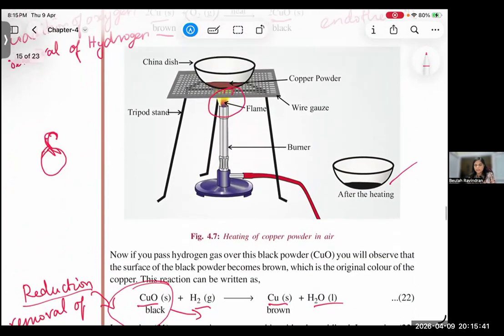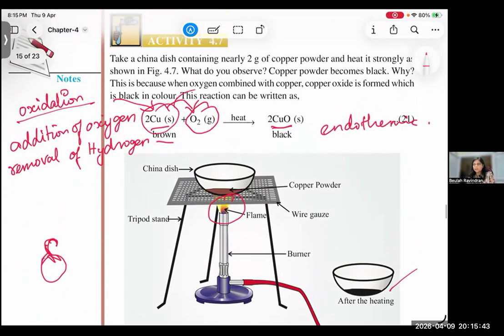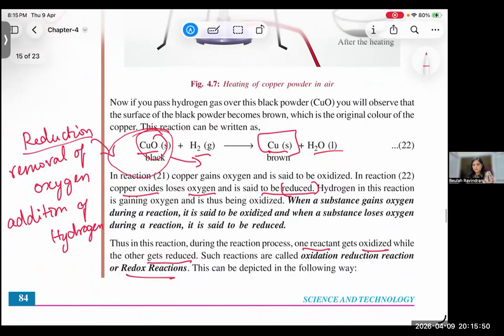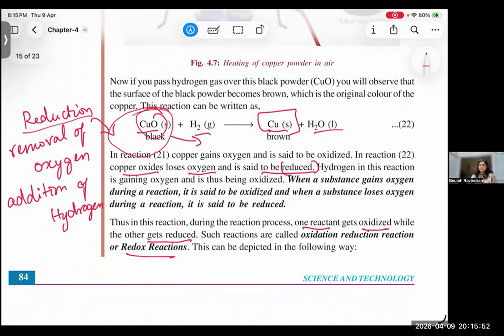See, this is the one reactant. It gets oxidized. Then the other gets reduced to copper. Can you understand? This is a redox reaction. Is it clear for you? Can you understand this?